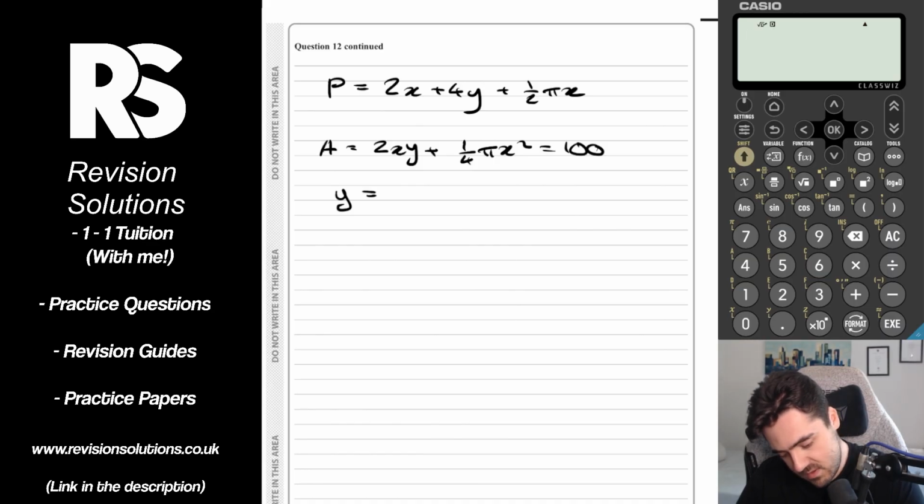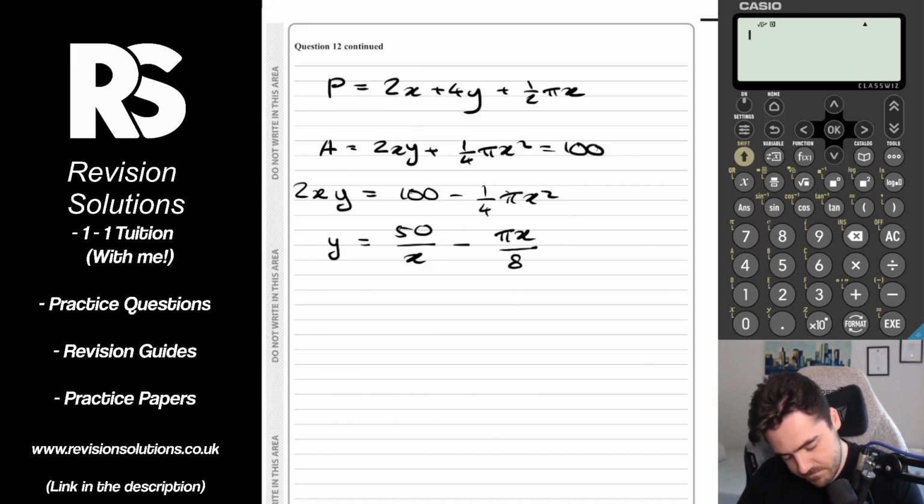Y would then be, well, first off, let's say 2xy would be 100 minus a quarter pi x squared. Then divide everything by 2x. So we'd have y would be 50 over x, and then minus, let's call it pi x over 8. Now we can substitute this into here.